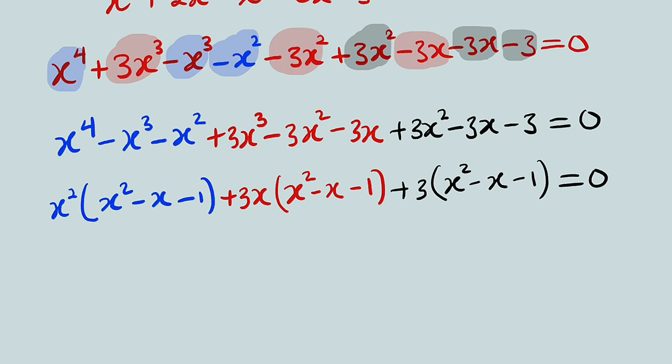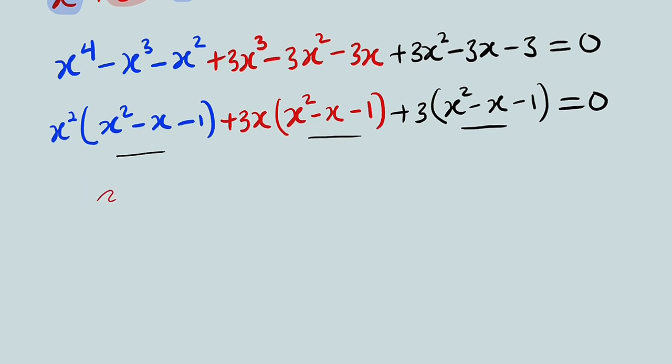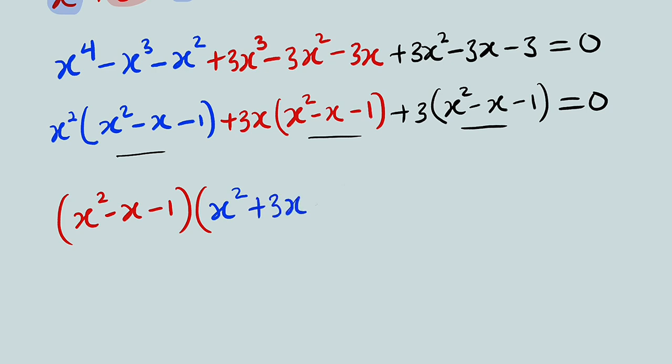If you observe, all the terms under the bracket are exactly the same, so we can factor that out. From this, we have x squared minus x minus 1. What is left here is just x squared. Here we have 3x. And last one, we have 3. And the whole of this equal to 0.